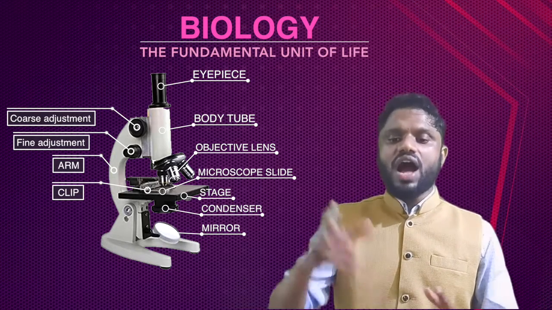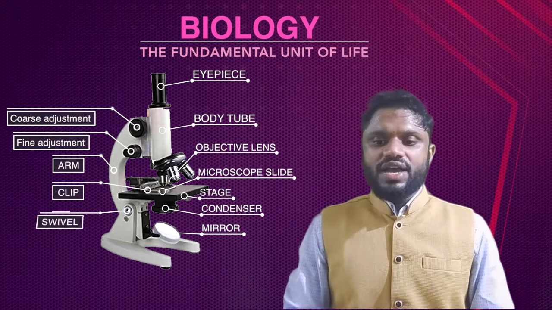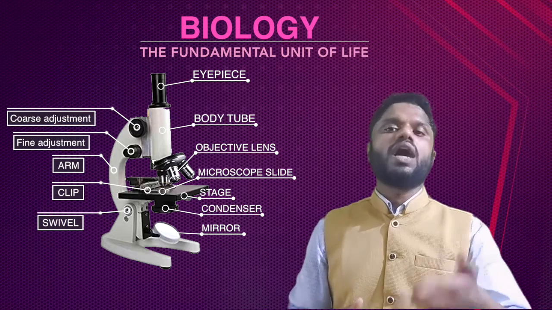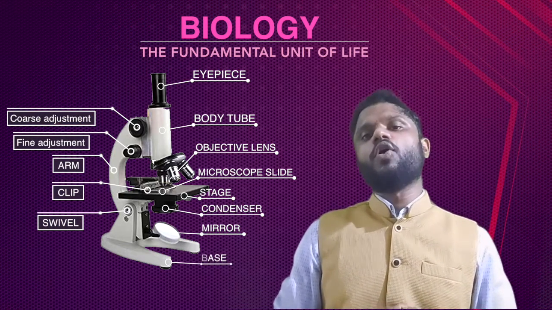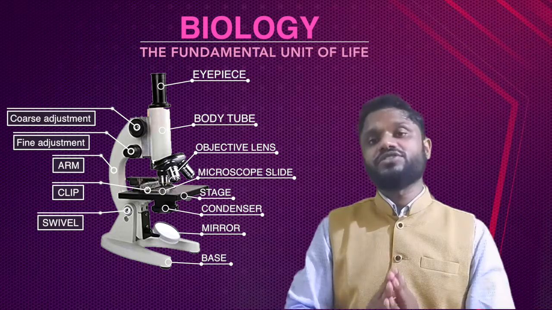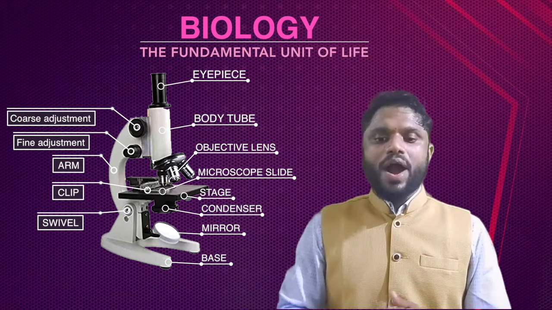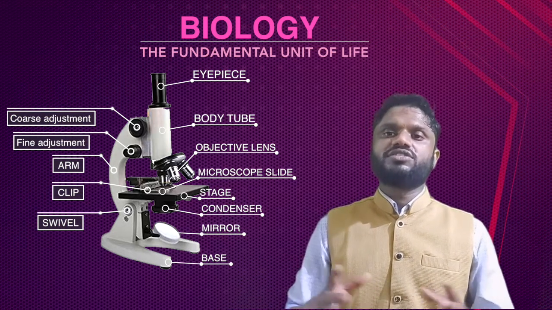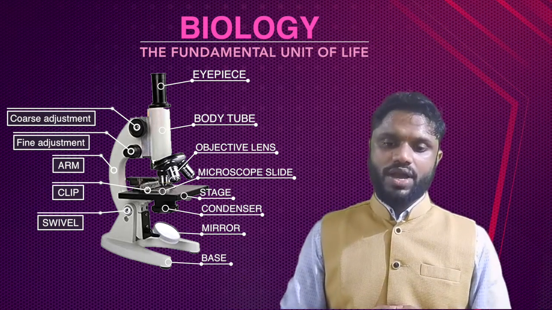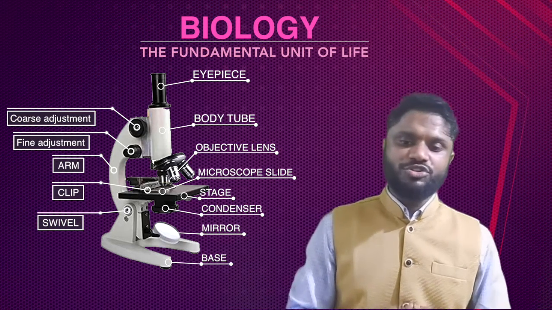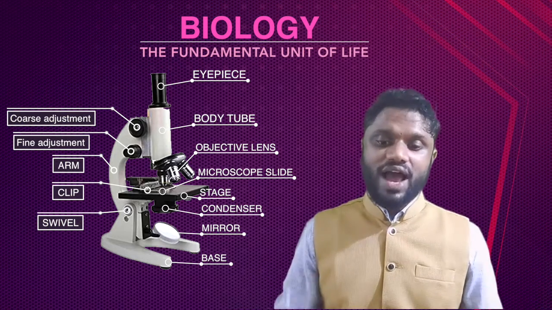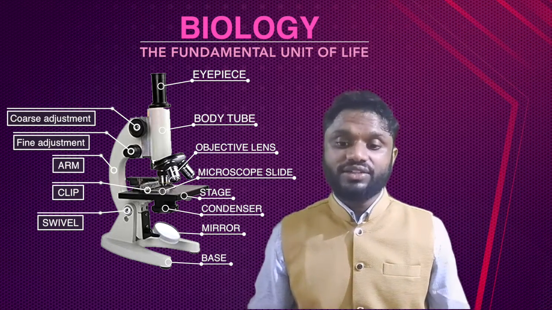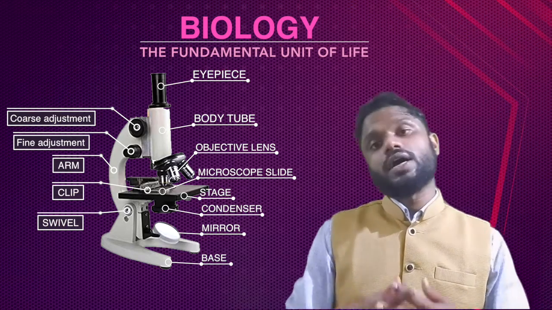On this arm section there is a swivel. The swivel is placed below the arm section. So I hope that you got a clear picture of the microscope. You can see on the screen how a microscope works and what all things it consists of. So we need an eyepiece, a body tube, a clip, a microscope slide, a condenser, a swivel, stage, mirror, objective lens, arm, fine adjustment and coarse adjustment.